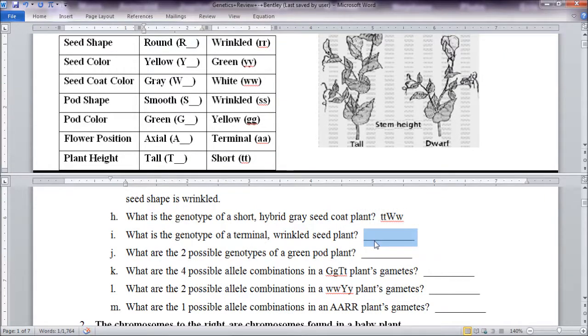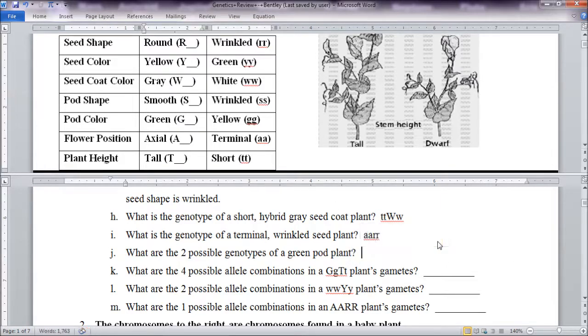Choice I, what is the genotype of a terminal wrinkled seed plant? So terminal will be little a, those are S's. It has to be homozygous recessive, homozygous because it is recessive. So that's how you get a recessive phenotype. It is a wrinkled seed shape, and so it must be little r. R, no capitals.